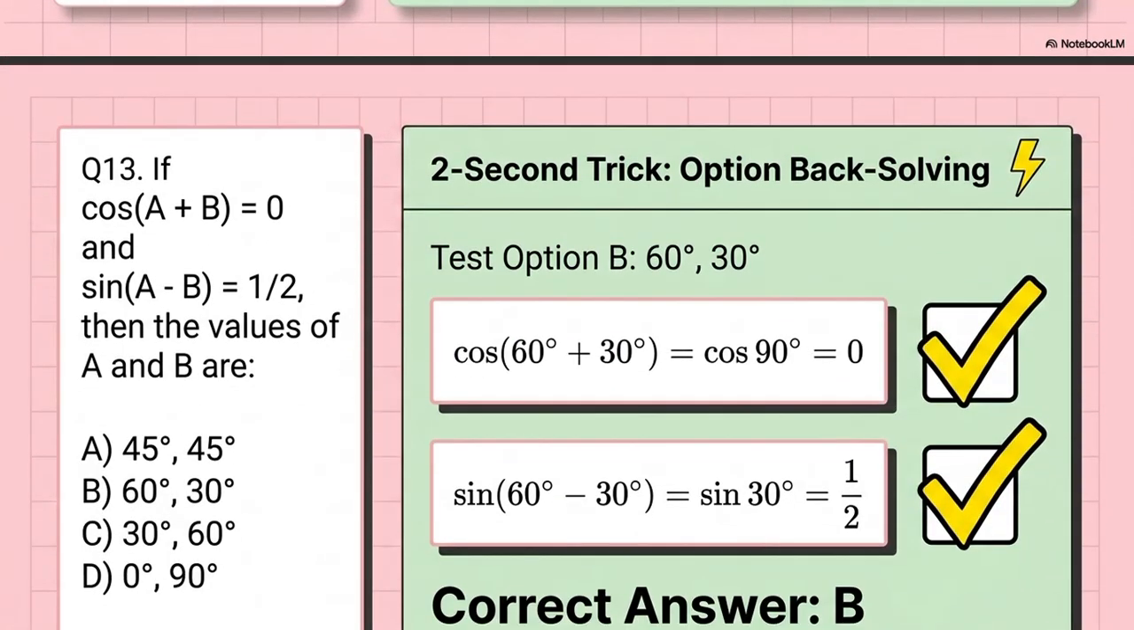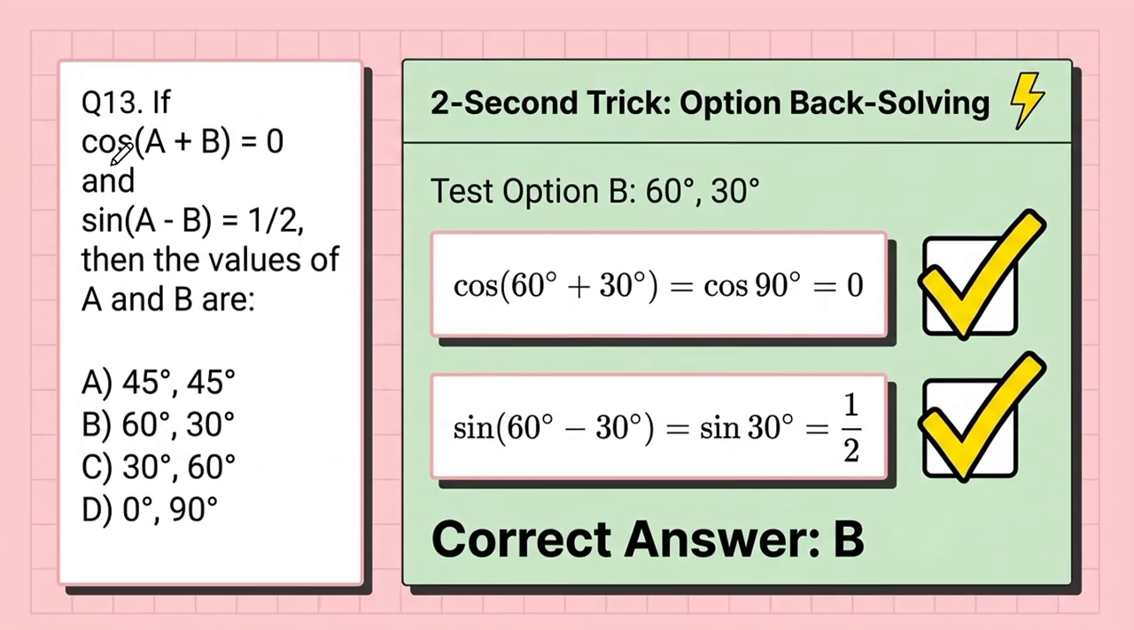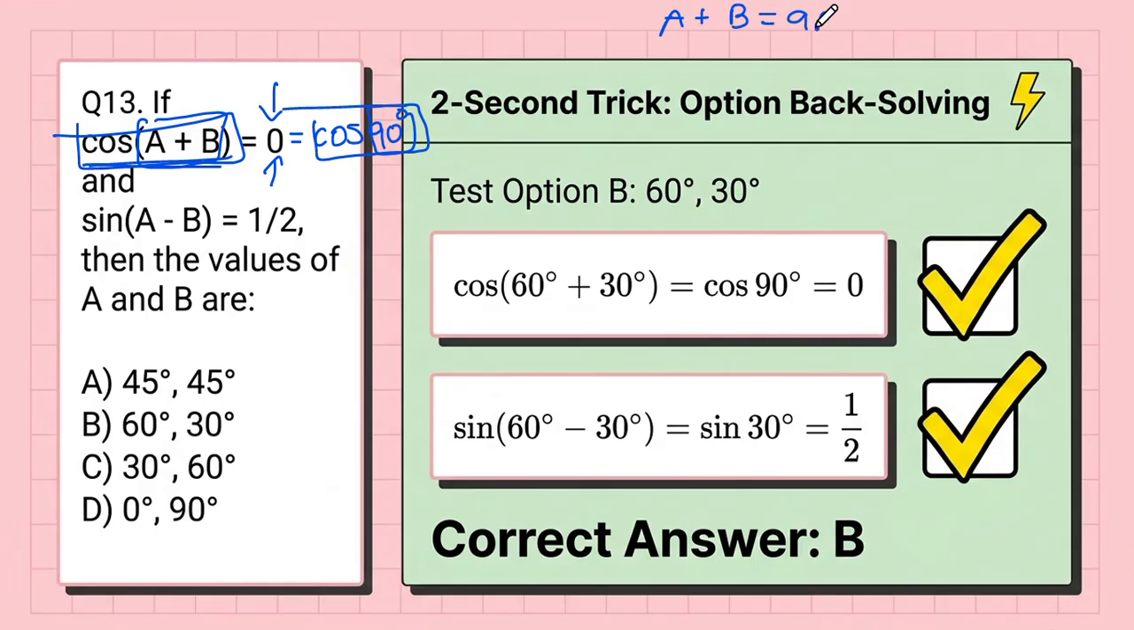Next question. cos(A plus B) is given to be 0, so this side cos and this side 0, so apply the trick. Cos is 0 at 90 degree, so we have to write down cos 90. If we compare this equation with this, the angle here is A plus B, and this side the angle is 90 degree, so we can say A plus B is nothing but 90.